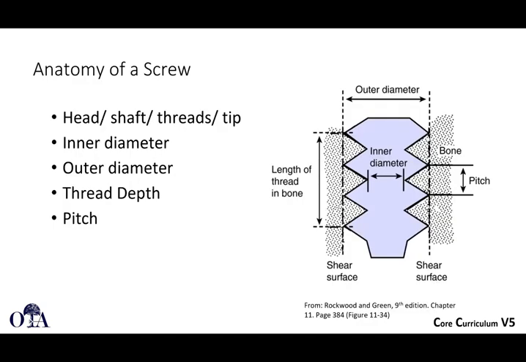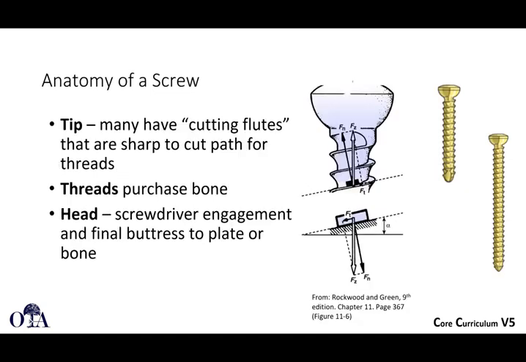Let's talk about the anatomy of a screw. Well, you have the screw head. That's not really shown here, but that's where the screwdriver will engage the screw, and this is where the screw will engage a plate or the cortex of the bone. There's this inner or core diameter as shown here. There is the outer diameter. There is thread depth and pitch. And all these things can potentially vary depending on the screw you're using.